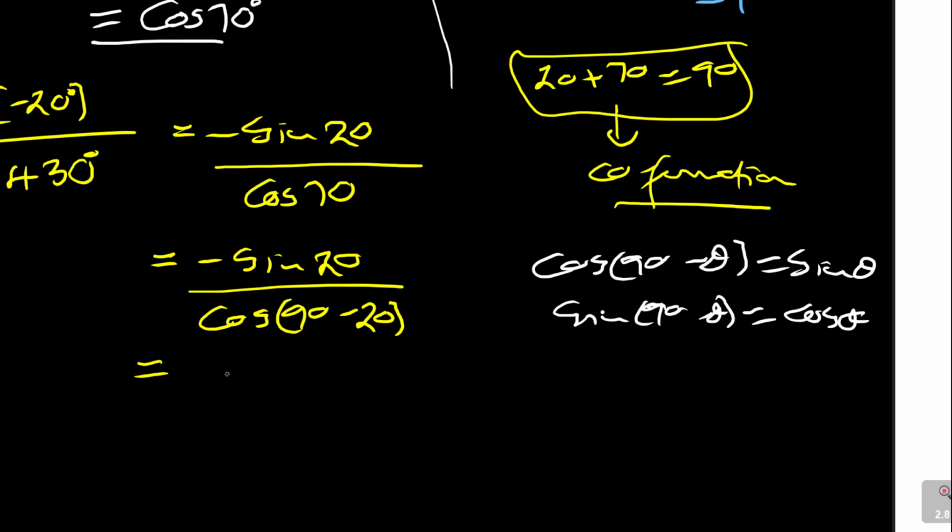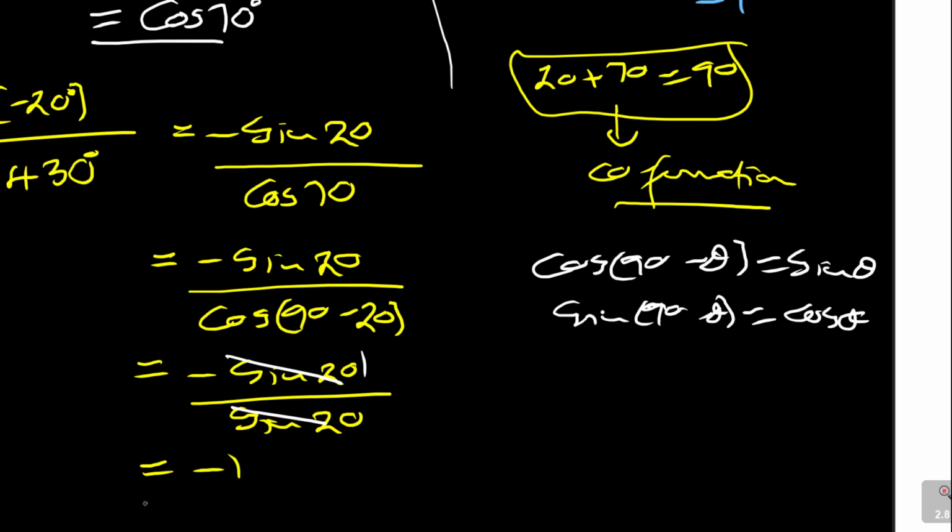So look at this. This is the same as saying minus sine 20 over, again, cos of 90 minus 70. Cos becomes sine 20. Then at this stage I can cancel out to get 1. Hence the answer is -1.